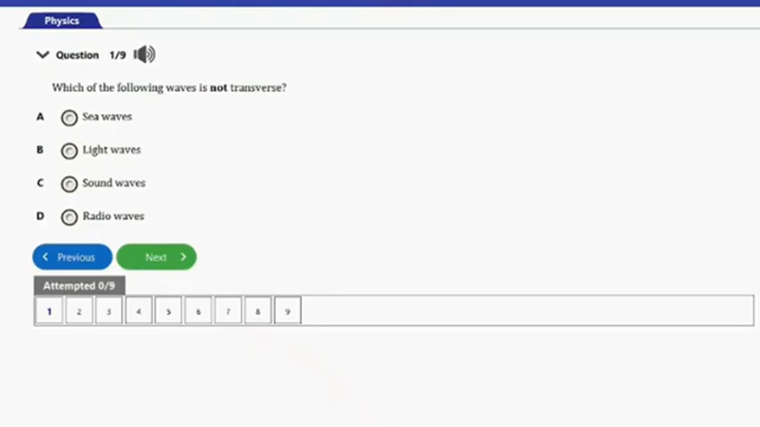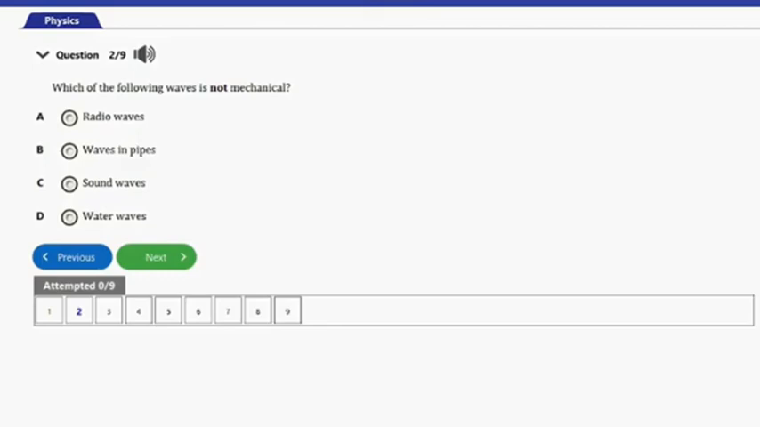So let's go ahead and consider the next question. Question number 2 says, which of the following waves is not mechanical? We have A, radio waves, B, waves in pipes, C, sound waves, and D, water waves. The answer to this question is option A. Radio waves are not mechanical waves, they are electromagnetic waves. So that's the answer to this question.